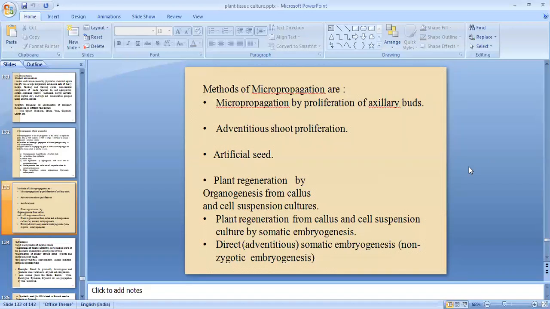Okay, so the methods of micropropagation, we have already seen. I told you in the last slide: micropropagation by the proliferation of axillary buds or adventitious shoot proliferation, or by the artificial seed method, and plant regeneration by organogenesis from callus and suspension, and plant regeneration either from callus or suspension by somatic embryogenesis, or otherwise by direct somatic embryogenesis.